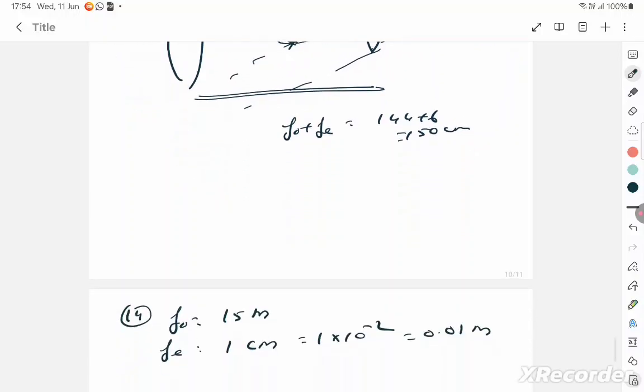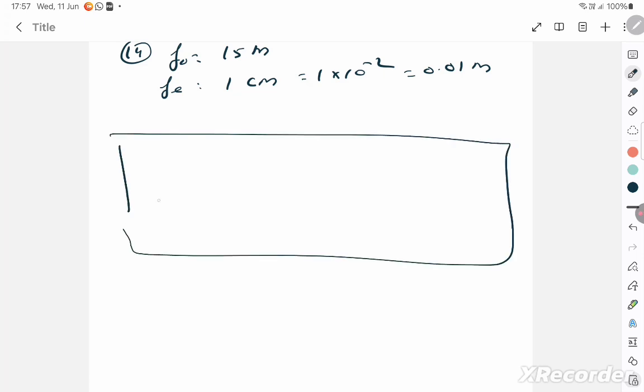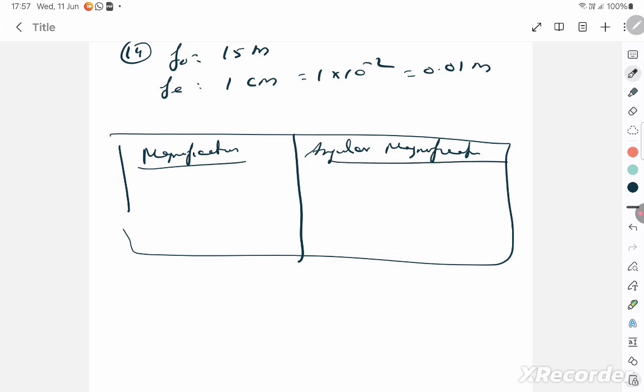Okay, 1 second, hold on. So while addressing this question, I'll also explain to you in general the difference between magnification and angular magnification. The magnification, or we can even say linear magnification, generally refers to the ratio of the image size, height of the image by height of the object. So the ratio of the image size to the object size.